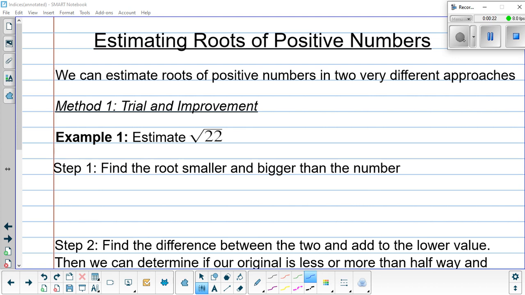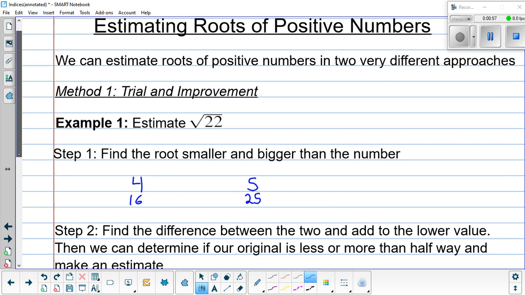So step one, we want to find the smaller root and the bigger root of the number, right? This is where knowing your roots can really be helpful. I know that my smaller root is the square root of 16, which is 4. And my larger is the square root of 25, which is 5. So I know 4 squared is 16, 5 squared is 25. So we're looking somewhere between 4 and 5.